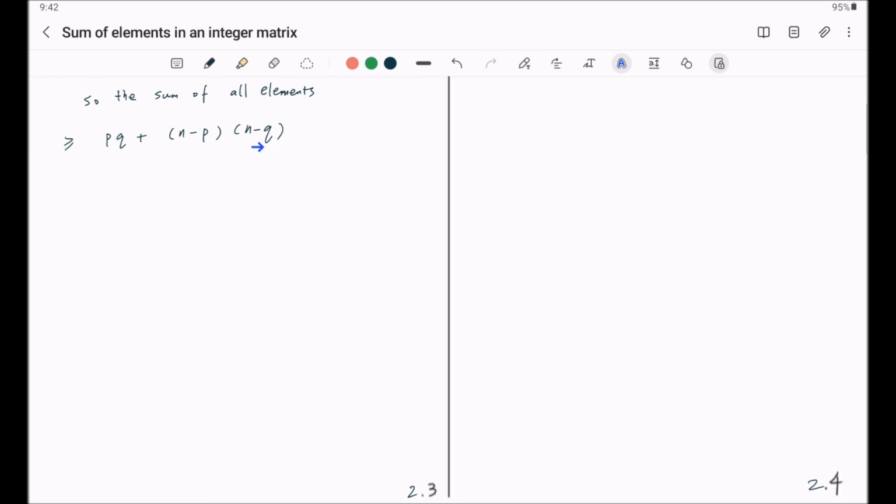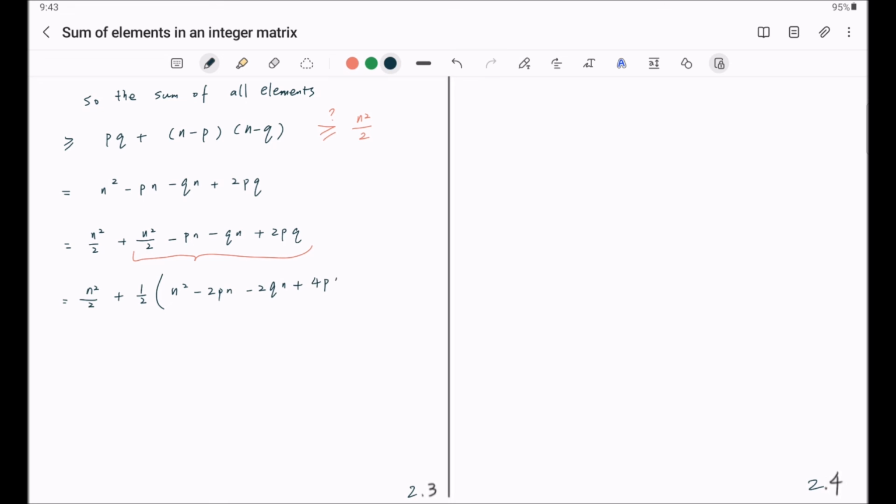We expect this guy to be greater or equal to half of n squared. This is what we want to prove. Now we just simplify this. First, distribute the product, and we subtract a half n squared. Now look at this part. What is this? If you have sharp eyes, you can see immediately this is n minus 2p times n minus 2q.